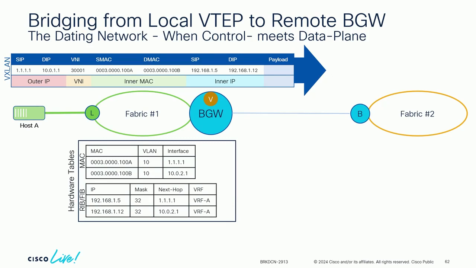Now, trick question. What if 100B is not in the remote fabric, but right here in fabric 1? It would never end up on the border gateway. The border gateway is only involved for non-local endpoints. So it's not like, oh, let me send everything up there and he can go and figure out.